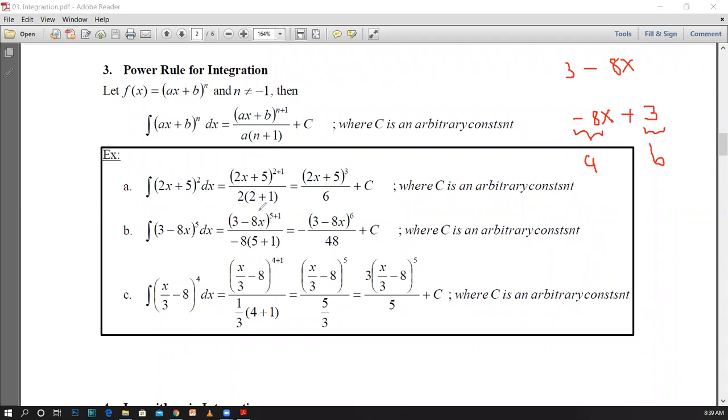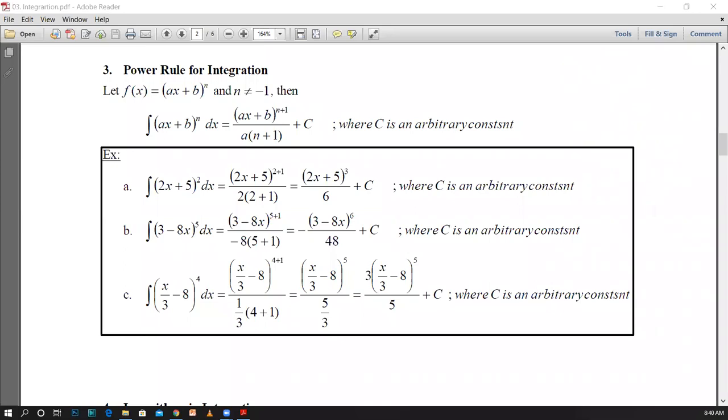Then (3 - 8x) to the power 5 plus 1, it is 6. Then it has to be divided by the power plus 1, which is 5 plus 1. And again, the denominator is multiplied with the coefficient of x. Since the coefficient of x is -8, you have to multiply it by -8. Then you are getting the final answer as -(3 - 8x)^6 divided by 48. And at the end, you have to add the arbitrary constant c also.